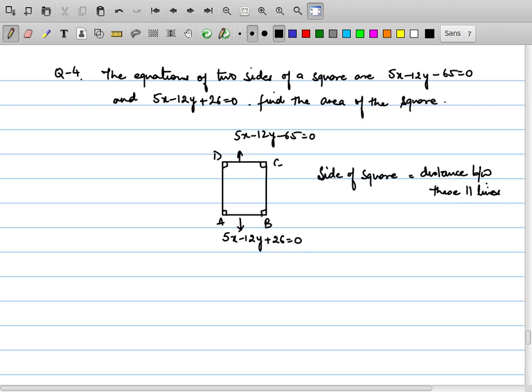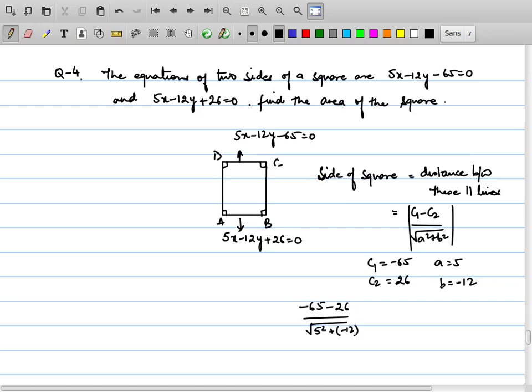And we know how to find the distance between parallel lines. It is mod of C1 minus C2 upon root of A square plus B square. So what is C1, C2? First of all, make sure all the terms are on one side. Especially C1 and C2 should be on the same side. So C1 is minus 65 and C2 is 26. A is 5 and B is, let's say, minus 12. So we'll put this in the formula. C1 is minus 65 minus 26 upon root of 5 square plus minus 12 square. What do we get? Minus 91 upon 13.